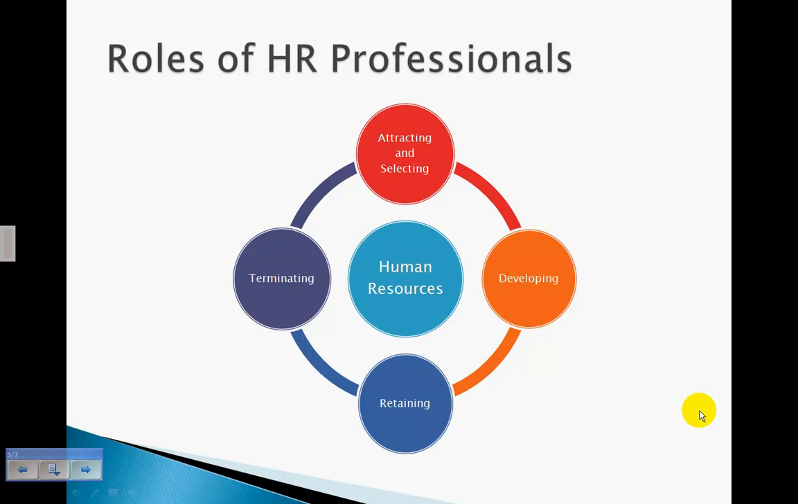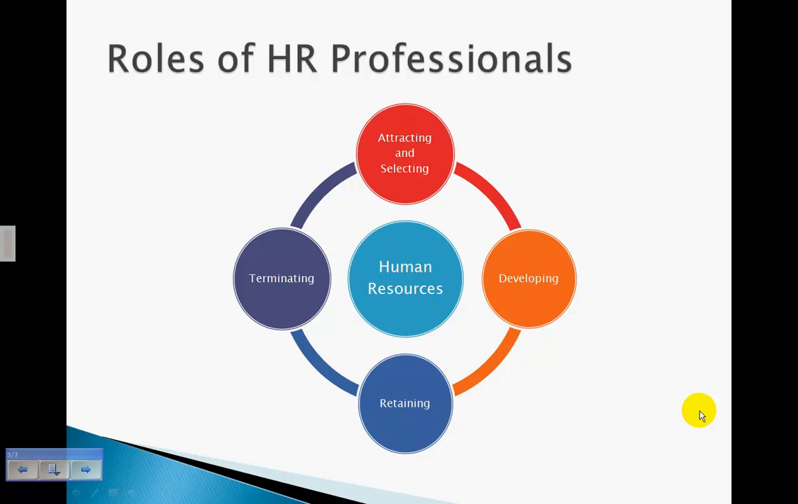Not all employees work out. There are shifts in strategy. There are opportunities for a promotion for some, and others are ready to retire. So it's important that this piece of human resources be handled just as strategically as attracting and selecting.